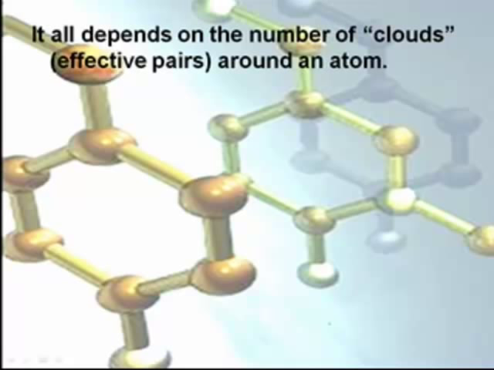So it's all about something called effective pairs. We're going to call effective pairs clouds. Now, there are two kinds of effective pairs. An effective pair can just be a pair of electrons, unbonded, so we're going to call this an unshared pair. Or it could be a shared pair.